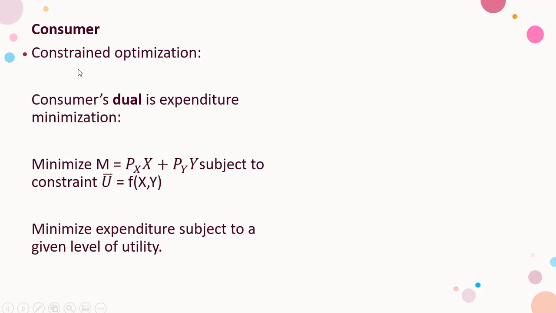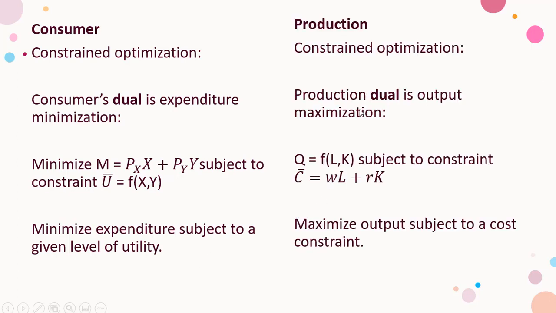So with the consumer, in terms of constrained optimization, we could think of the consumer's dual as an expenditure minimization problem, trying to minimize expenditures subject to a given level of utility. So trying to minimize expenditure subject to a given level of utility. And for production, in terms of constrained optimization, we could think of the production dual as an output maximization problem, trying to maximize output subject to a given cost, a cost constraint. Can't spend more than X dollars producing our product.